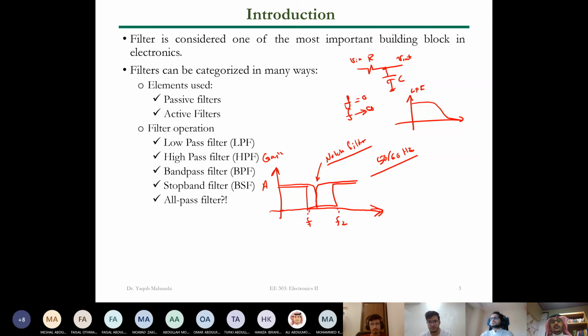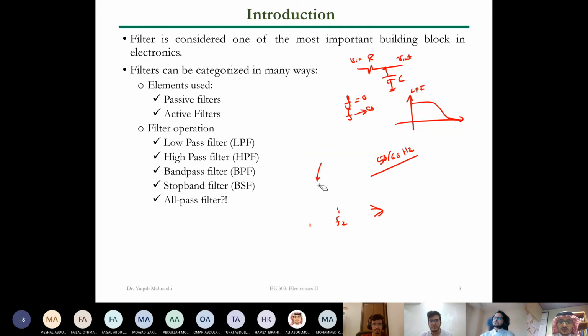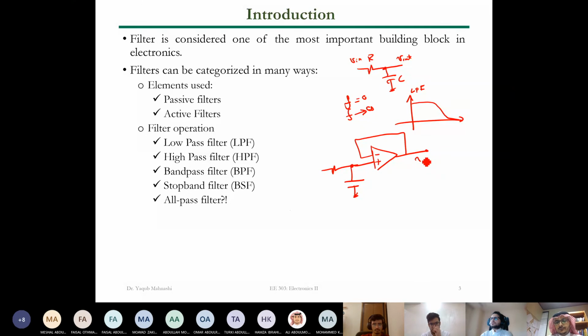What about active filters? What is the difference between passive and active filters? If I do this, guys, if I go here, let me take this one off. You can go back to the video if you want. And we will take the same filter, okay? But now I am adding an amplifier to that. Positive, negative. By the way, what is this one? What does this circuit do?